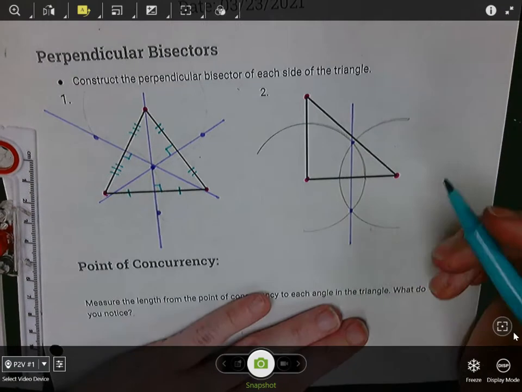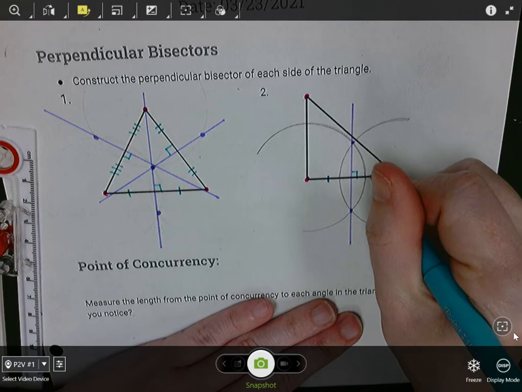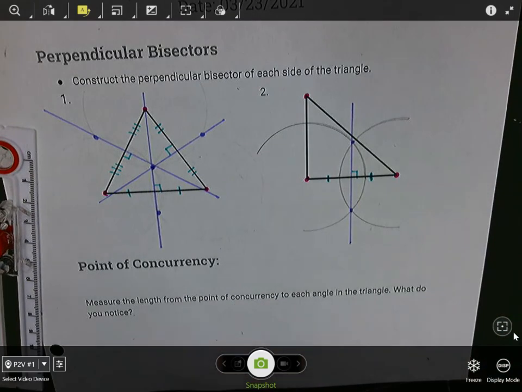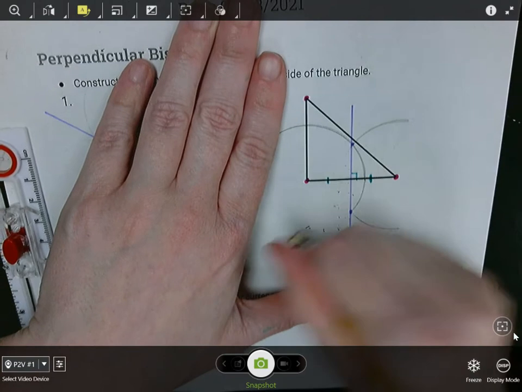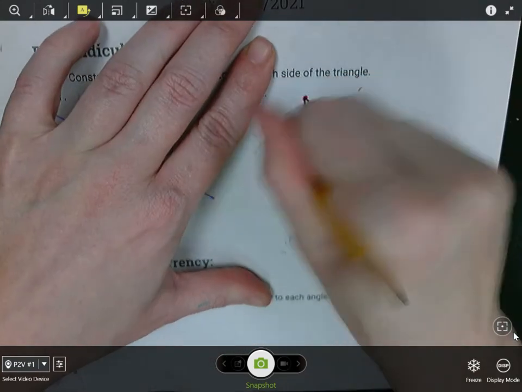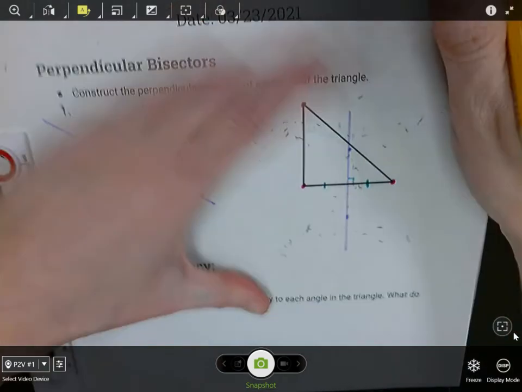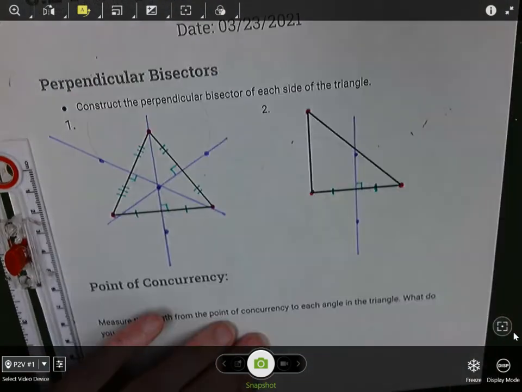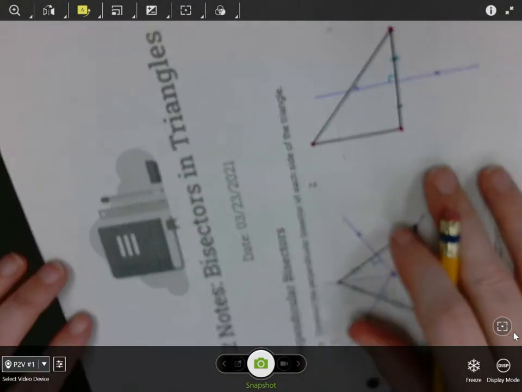Okay. So these 2 lines are perpendicular, and this segment is congruent to this segment over here. And then I'm going to erase my arcs, so that way it's not very confusing. Okay. Now pick another side. I'm going to do this other side of the right angle.